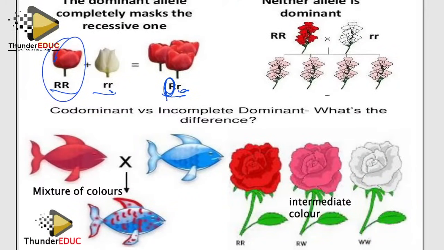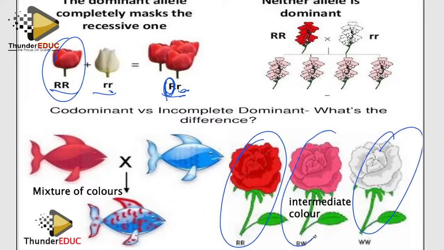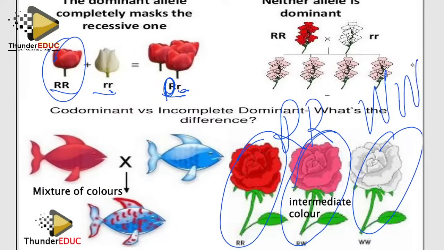Then when you cross red with white and you produce an intermediate, that is incomplete dominance. Neither of the alleles is completely dominant over the other. And in this case, we use capital letters. Capital R for red, capital W for white. When you cross the two, you produce capital R, capital W, which means pink. That is incomplete dominancy.